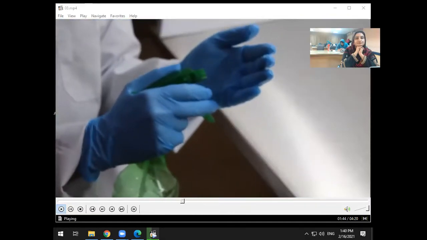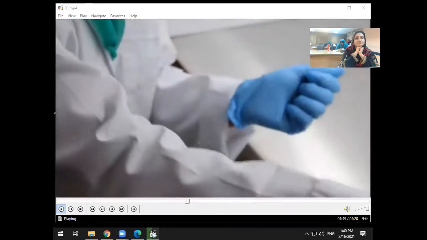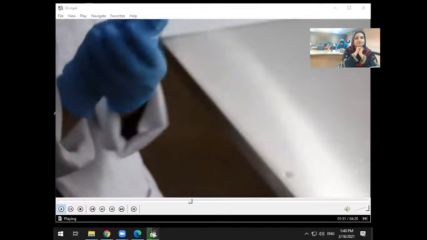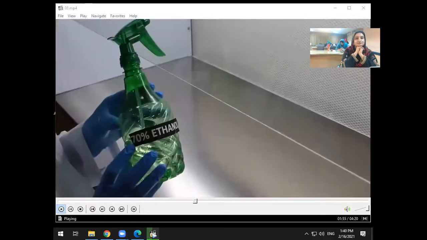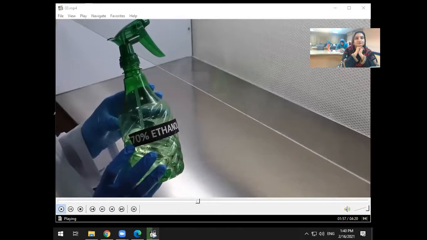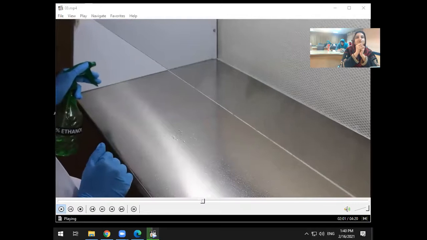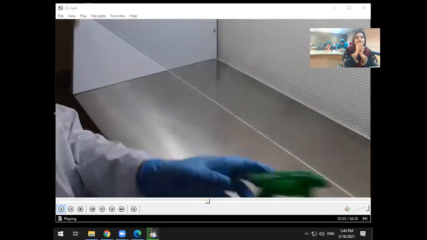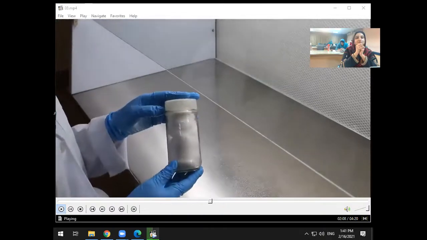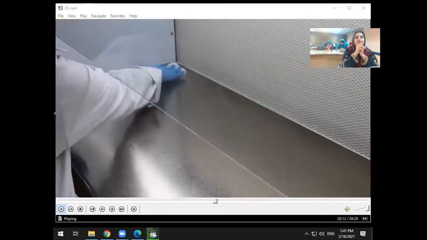Spray your hands with 70% ethanol before starting your experiment to disinfect them properly. Disinfect the surface of hood with 70% ethanol. Spray the surface of hood with 70% ethanol and wipe all the excess ethanol with autoclaved cotton.